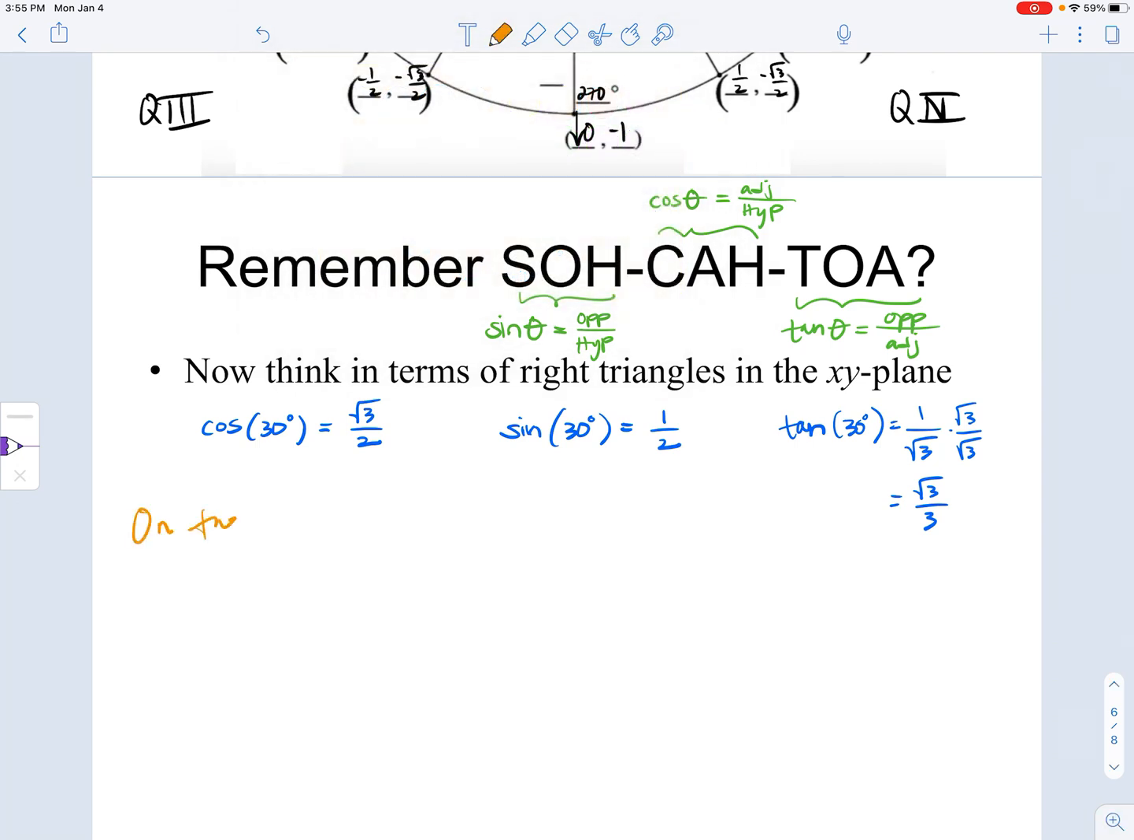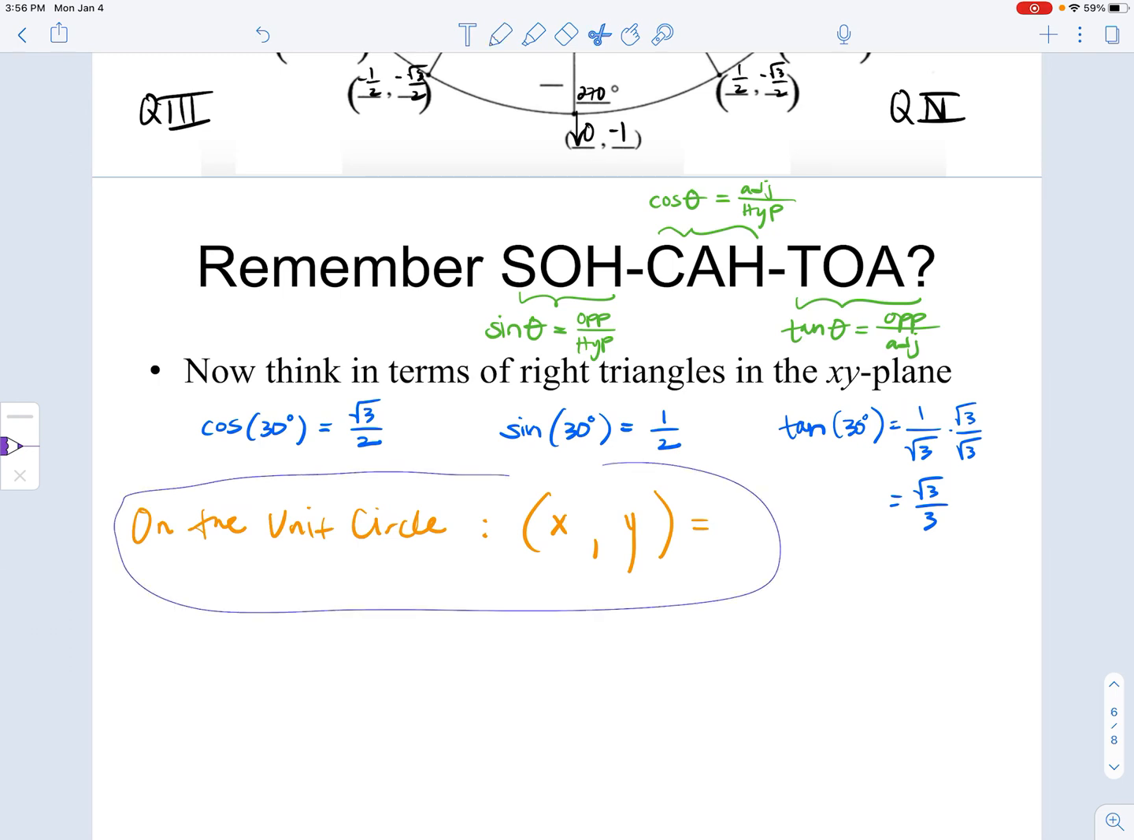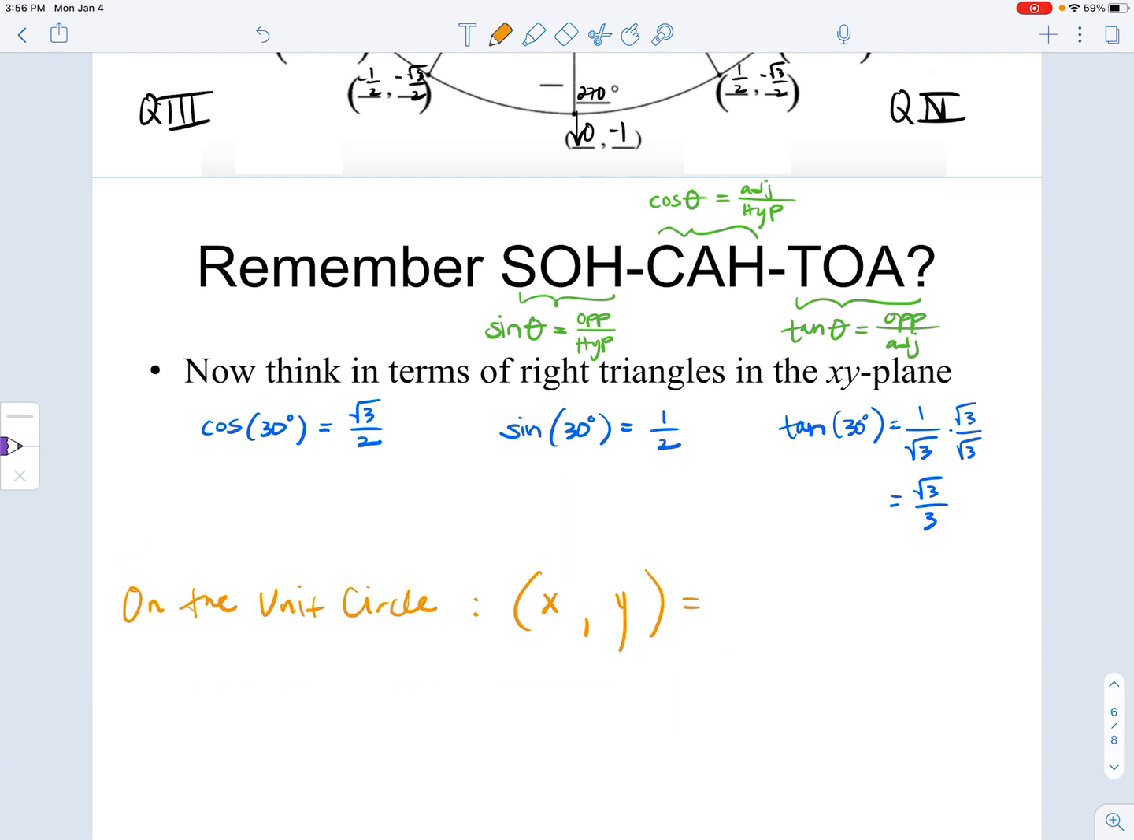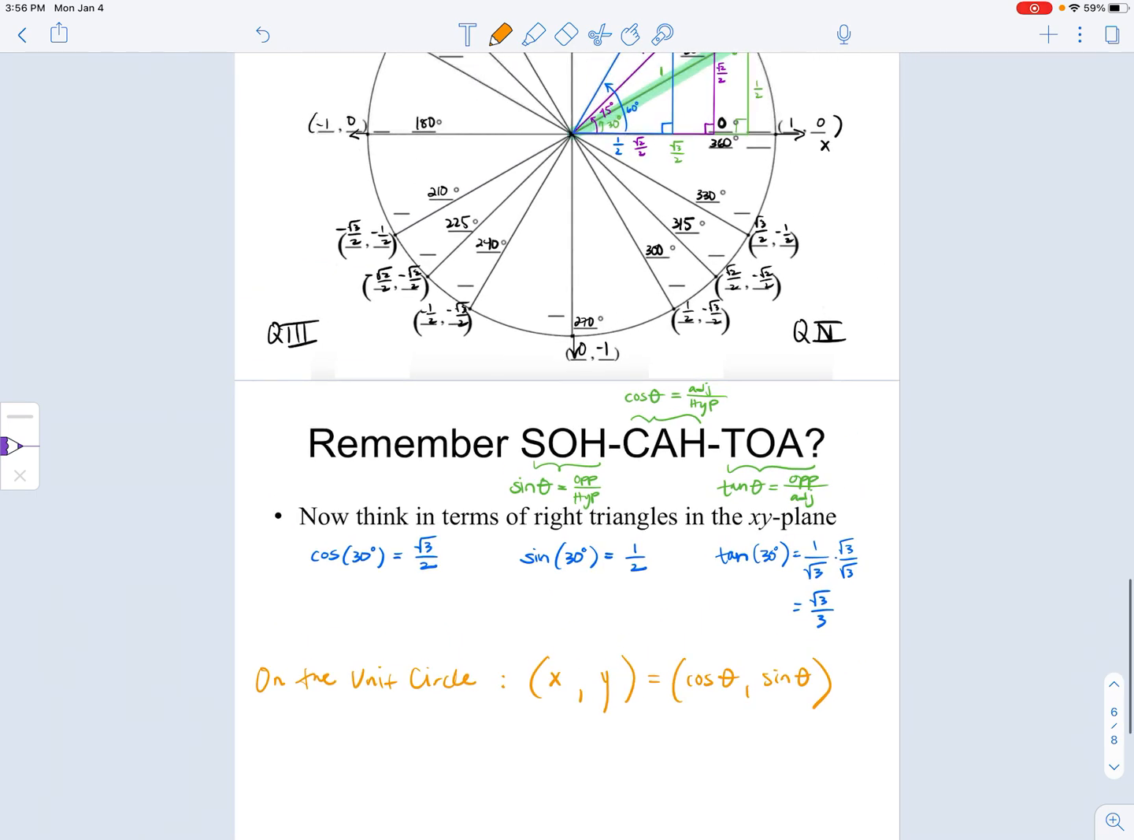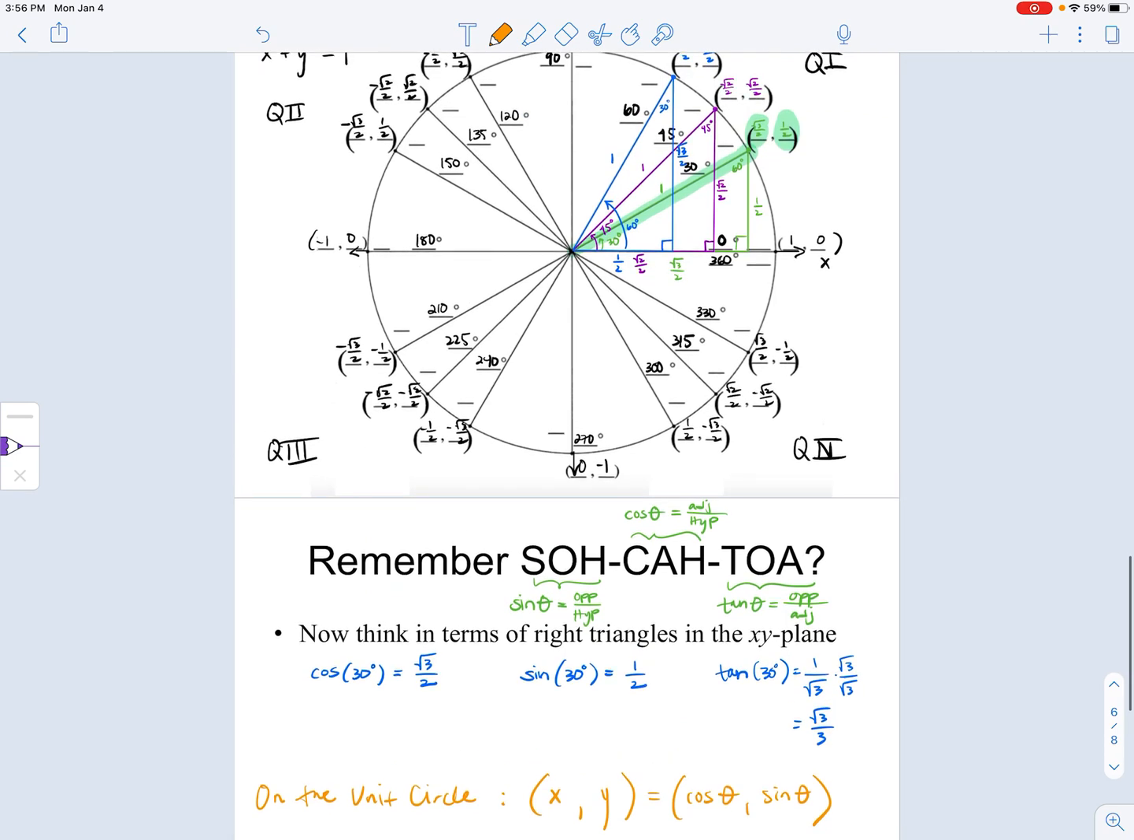The x-coordinate, this is only for on the unit circle. So the x-coordinate will end up corresponding to cosine of theta. So cosine of whatever the angle is. And the y-coordinate will end up corresponding to sine theta. So we can use the unit circle as a reference.